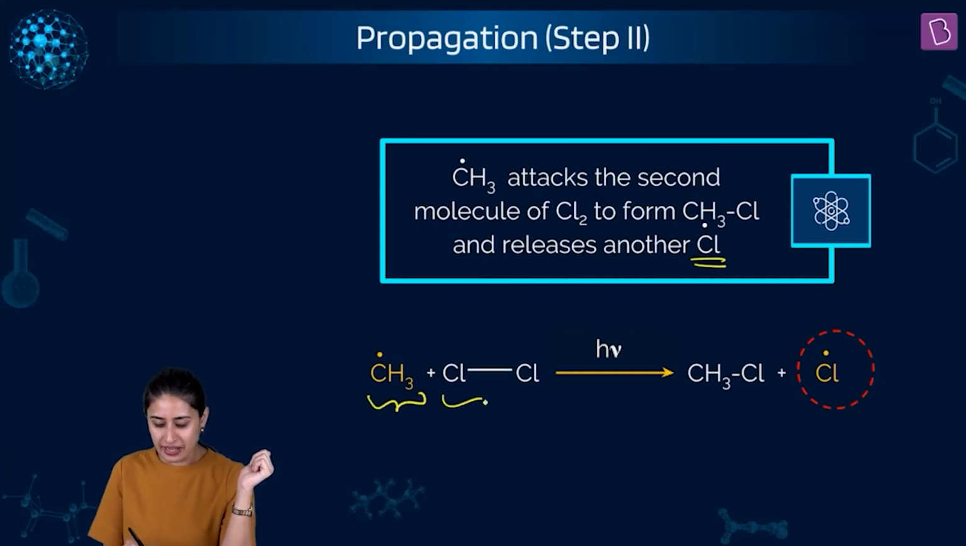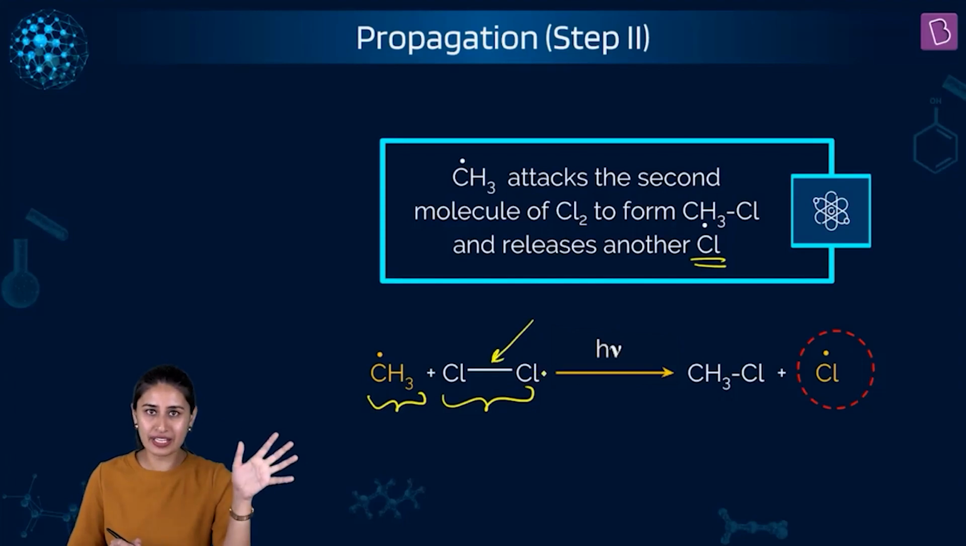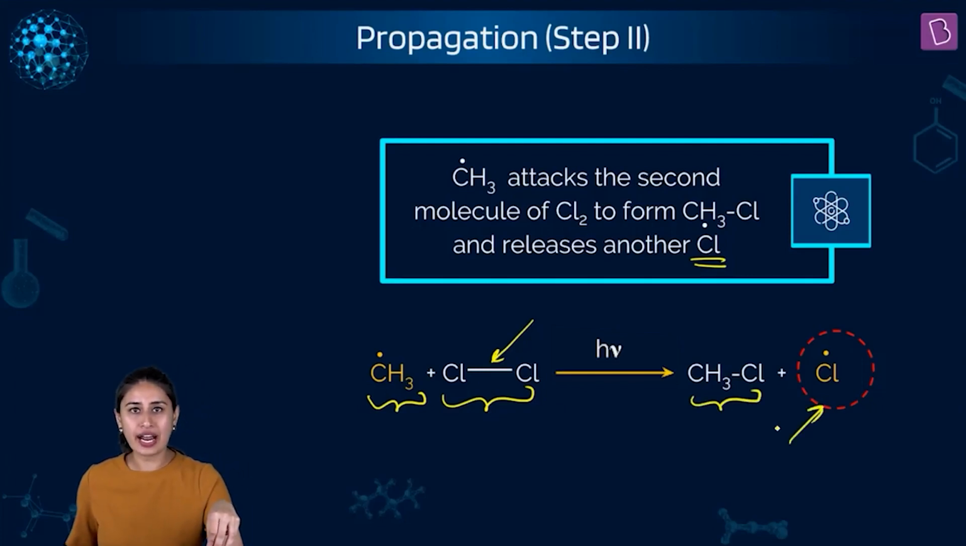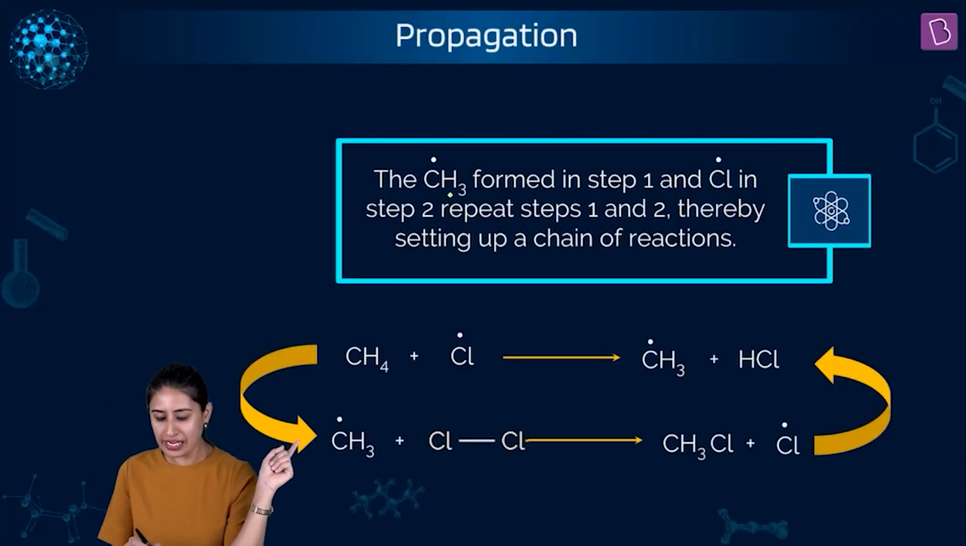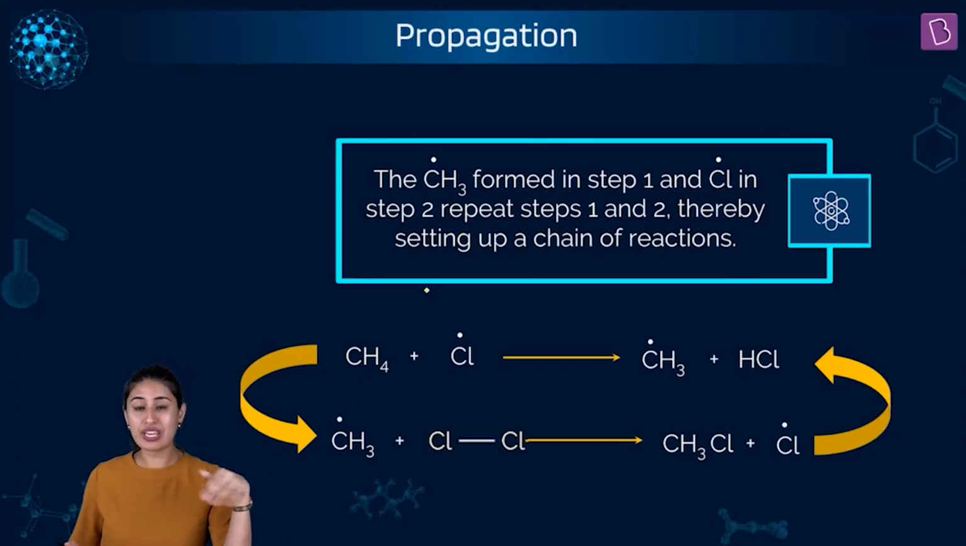This methyl free radical, with the Cl single bond Cl ready to break always as compared to everybody else, right? And this methyl free radical now wants this chlorine so that CH3Cl can be formed, and yet again we are getting a chlorine free radical. So please understand that this methyl free radical formed in step 1 and chlorine free radical in step 2 repeat step 1 and 2, thereby setting up a chain of reactions.